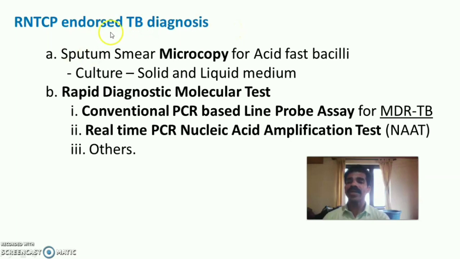So there are two important endorsed TB diagnostic tests under RNTCP. One is sputum smear microscopy for acid-fast bacilli, and solid and liquid medium culture tests. Second is the rapid diagnostic molecular test, which includes conventional PCR-based line probe assay for MDR TB cases and real-time PCR nucleic acid amplification test, that is NAAT, and other tests. So these are the two important tests endorsed or declared by the RNTCP for TB diagnosis.